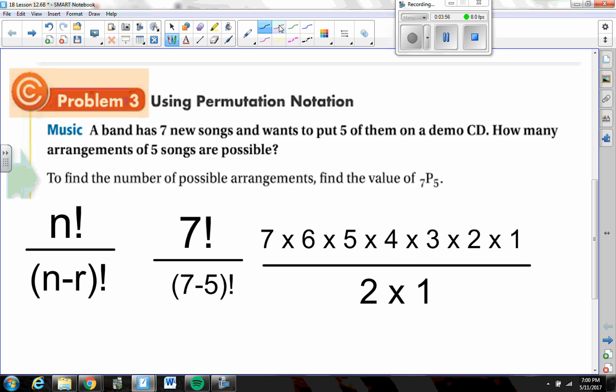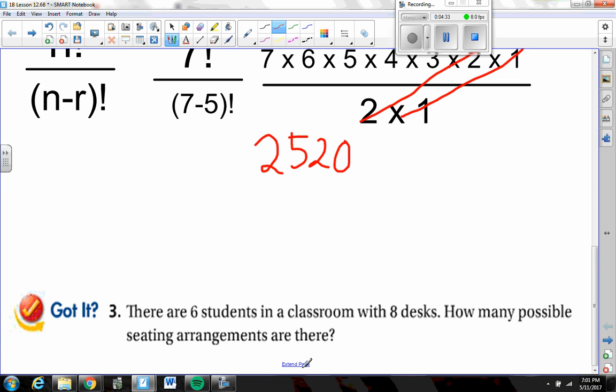As I mentioned, a couple of these things can cancel out. The 2's can cancel out and the 1's can cancel out. All I have left then is 7 times 6 times 5 times 4 times 3, and then I'm done. I do that on my calculator, and I end up with 2,520 CDs. 2,520 different arrangements of those songs. 7 times 6 times 5 times 4 times 3, because the 2 and the 1 got canceled out in my factorial equation. All right? I'd like you to try to apply that formula for a permutation to this as well.